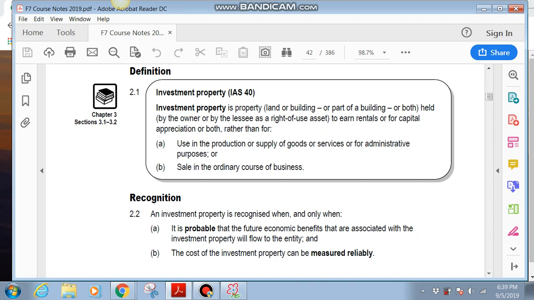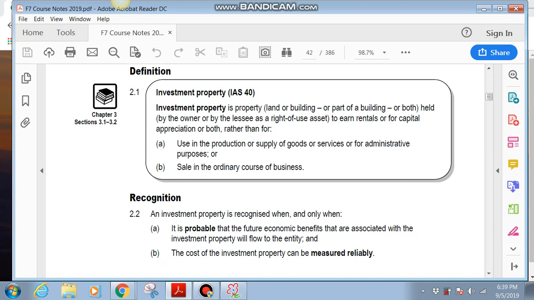So IAS 40 defines an investment property as a building or land or part of a building or both, held by the owner or by the lessee as a right of use asset, to earn rentals or for capital appreciation or both.